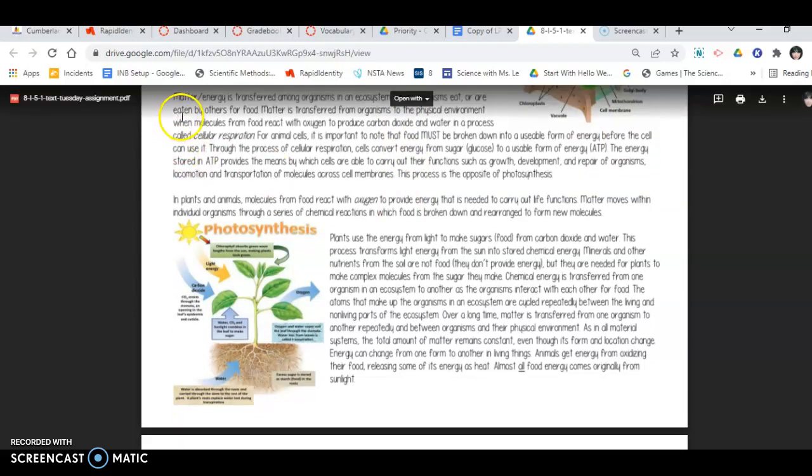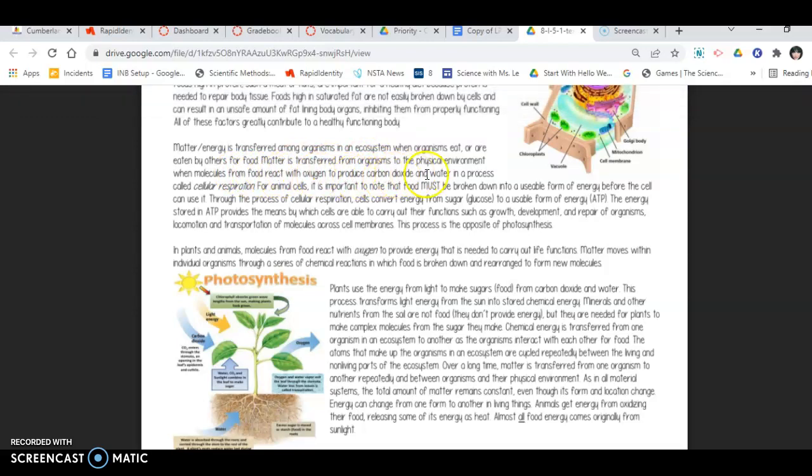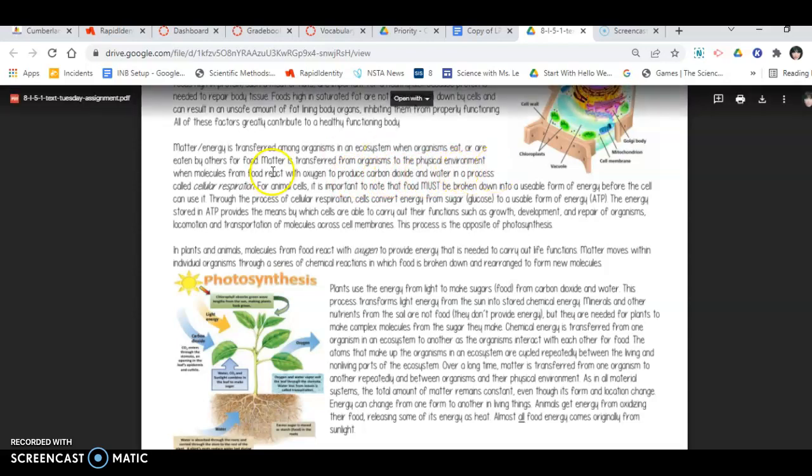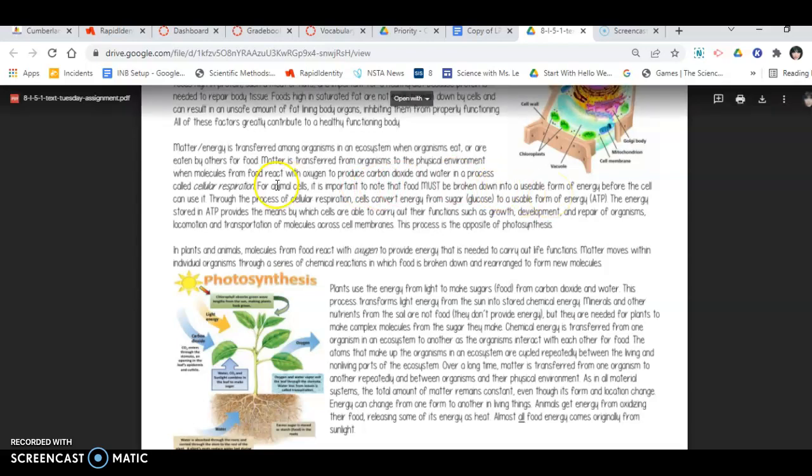Matter and energy are transferred among organisms in an ecosystem when organisms eat or are eaten by others for food. Matter is transferred from organisms to the physical environment when molecules from food react with oxygen to provide carbon dioxide and water in a process called cellular respiration. For animal cells, it is important to note that food must be broken down into a usable form of energy before the cell can use it.